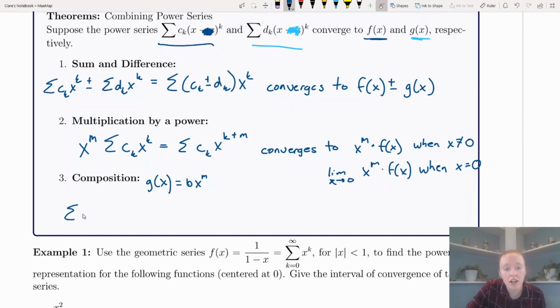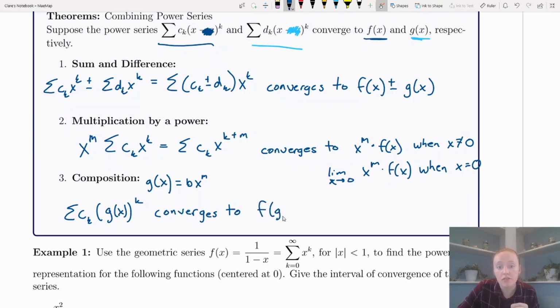If we're looking at our power series c sub k, but now we're doing our function g of x raised to the k, as opposed to doing x to the k, we're doing g of x to the k, then this is going to converge to the composite function of f of g of x. Because notice, c sub k times x to the k converges to f of x, but as opposed to plugging in x, we're plugging in g of x for x. So now we have f of g of x that our new series is going to converge to.